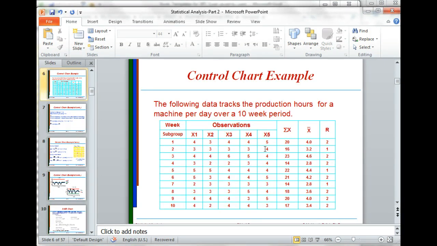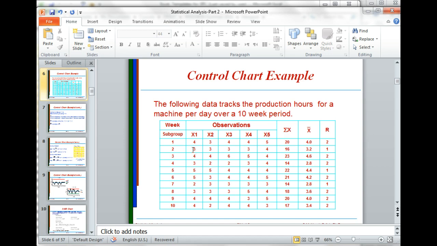But if we look at them as groups of 5, so I'm looking at these on a weekly basis, then I can calculate the mean of each group. If you take group 1, we've got 4, 3, 4, 4, 5, and you add them up and divide by 5, and you get 4 as the mean. And then I need to also calculate the range of the group. Now, the range is the difference between the largest and the smallest value. So here's 5 minus 3, the range is 2.